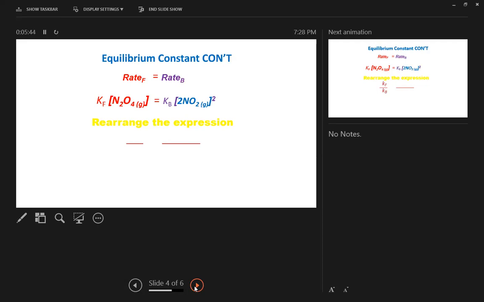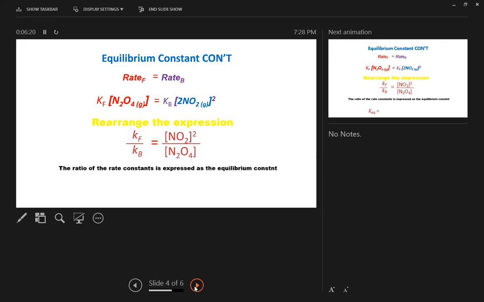Okay, now when we rearrange this expression, what is going to be the outlook of the new expression we're going to have? Kf over Kb will be equal to, now interchanging the concentration of both the forward and the backward reaction, we're going to have the nitrogen dioxide raised to the power of 2 over the nitrogen tetraoxide. Now, if you look at both equations, we have been able to rearrange this successfully.